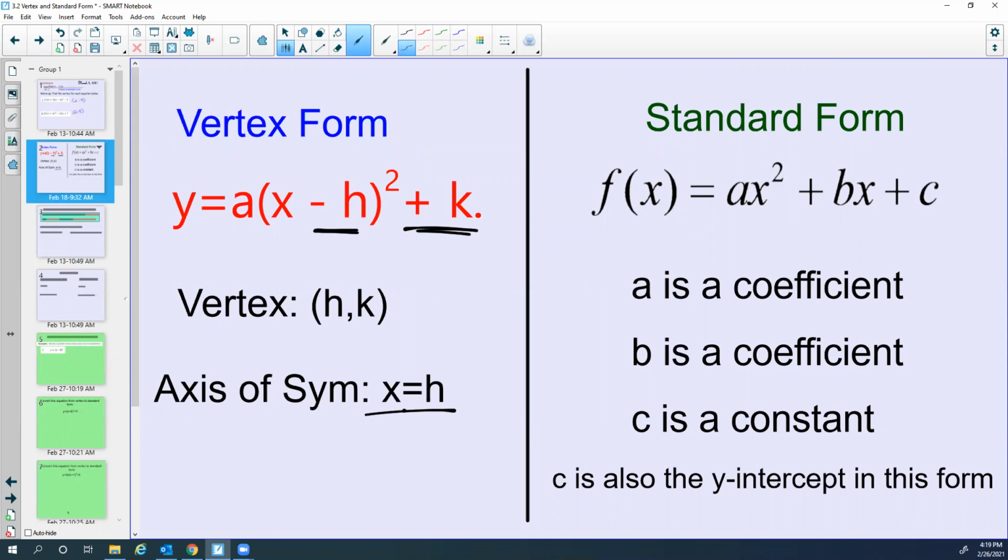With standard form, on the other hand, that's when you have ax squared plus bx plus c. A is a coefficient, b is a coefficient, c is a constant. C is also the y-intercept in this form, and that right there, looking at the equation, is the only thing that you can identify, is C being the y-intercept. All the other stuff you have to graph to be able to find out what it is.